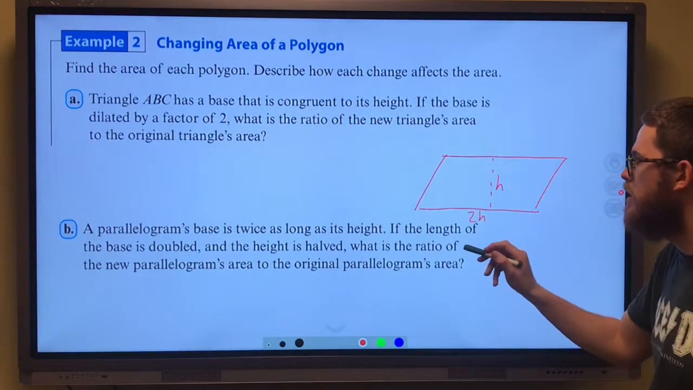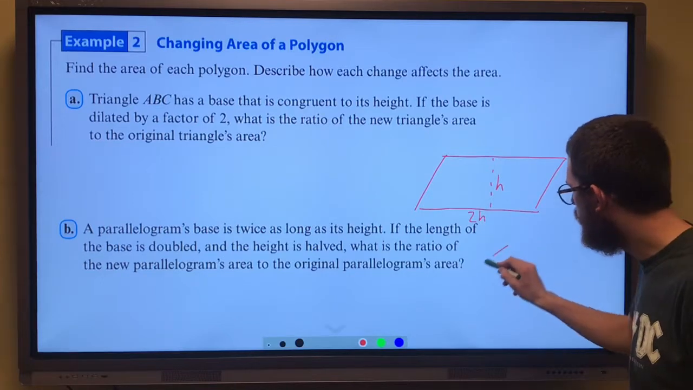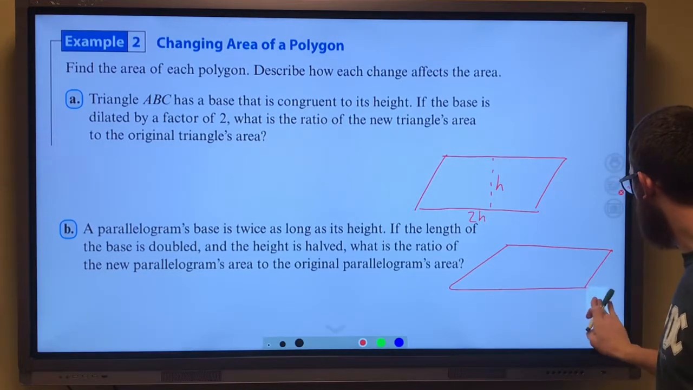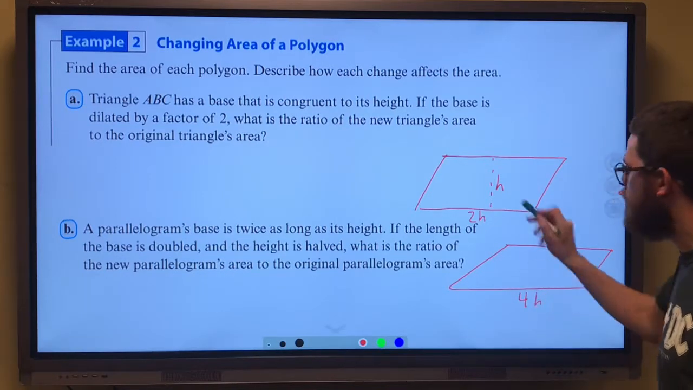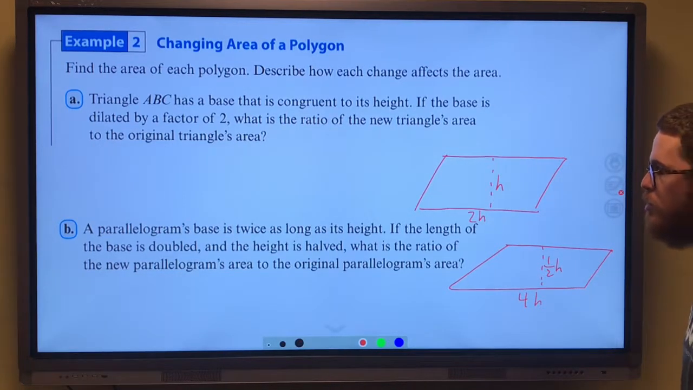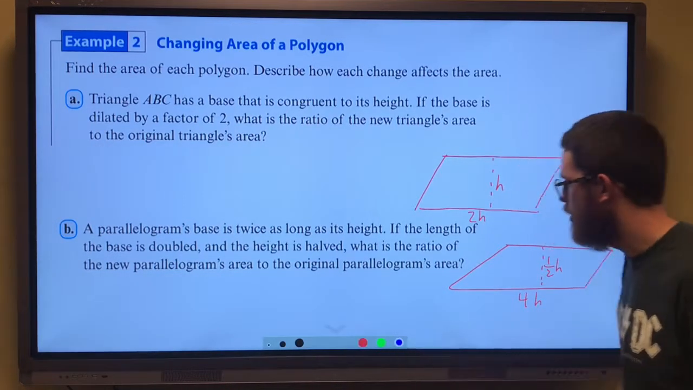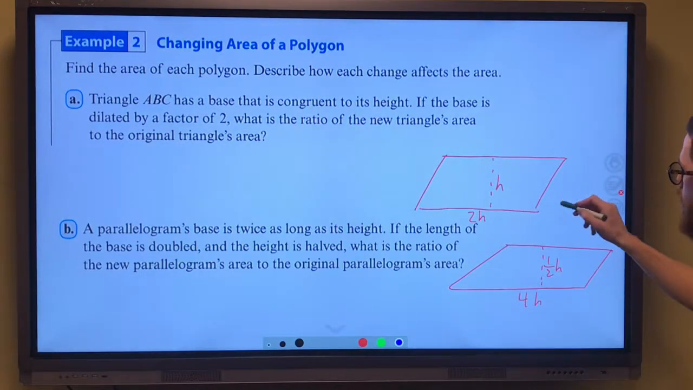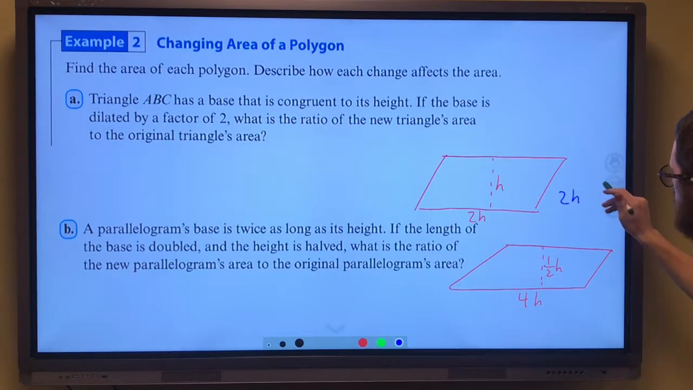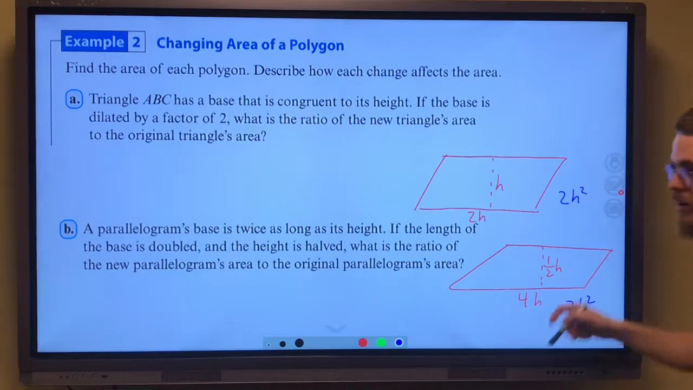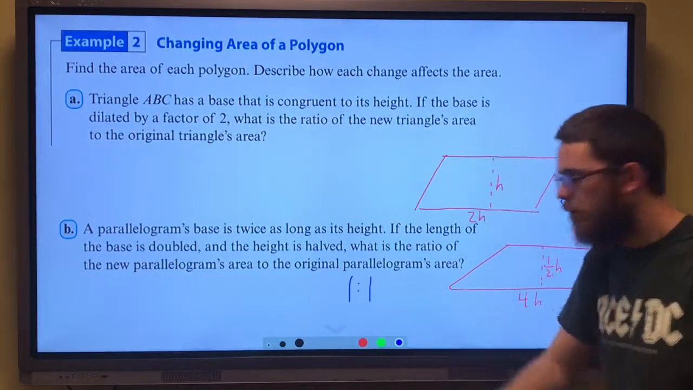So the length of the base is doubled. So just imagine that's doubled. This is now 4 times that original height, and the height is halved, which means this is half the original height. What is the ratio of the new parallelogram's area to the original parallelogram's area? Well, this would have an area of 2h squared. This would have an area of 2h squared. When we compare one to the other, it is 1 to 1.